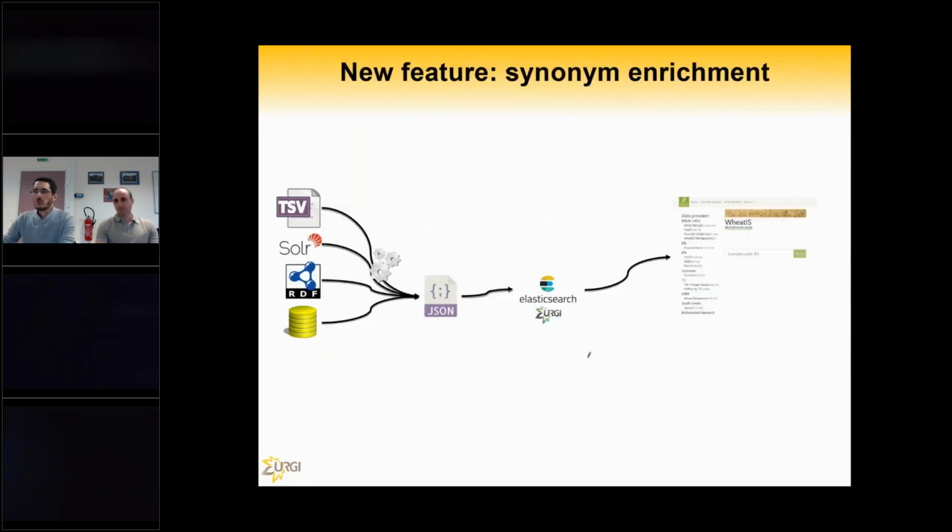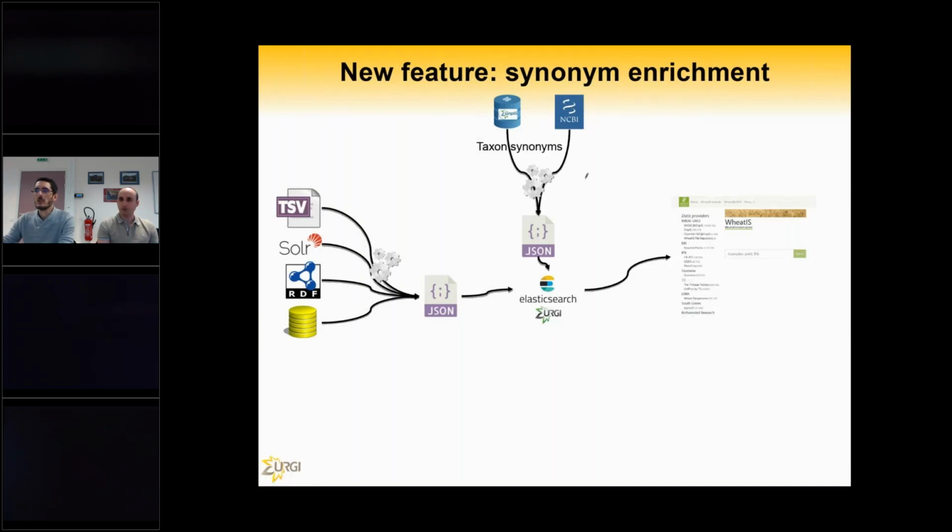So about the synonym feature, how does it work? As before, we have TSV, Solr, RDF, and triple store and database extraction, which allows us to share data in JSON format. It's the same as before. But there is another extract transform load process, which starts from, for instance, the WheatIS database. We are storing species information with synonyms for each species, as well as at NCBI, for instance, and taxonomy at NCBI contains common names and so on. So we are extracting such information.